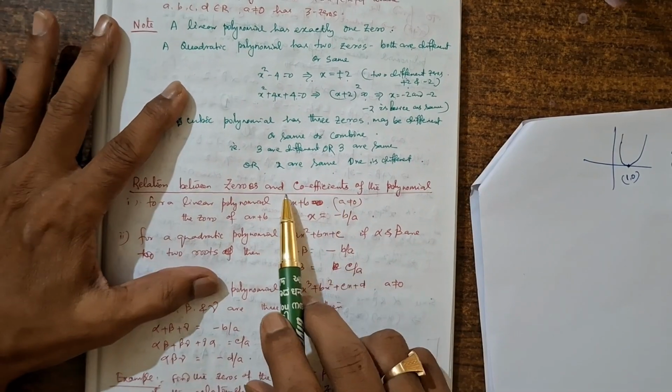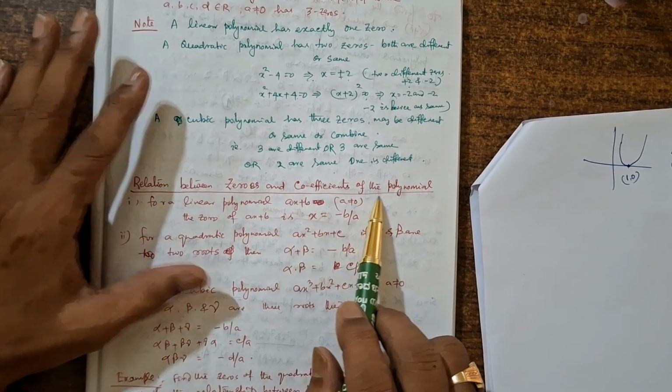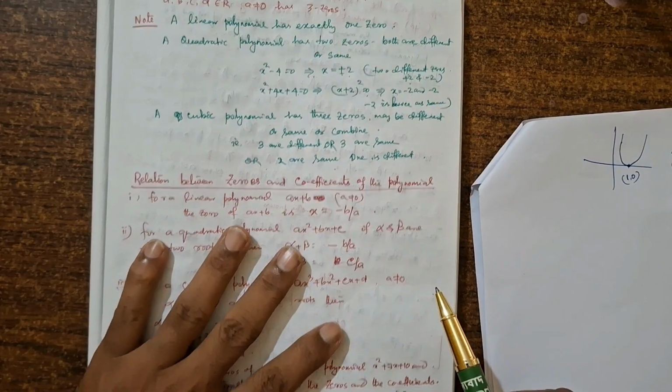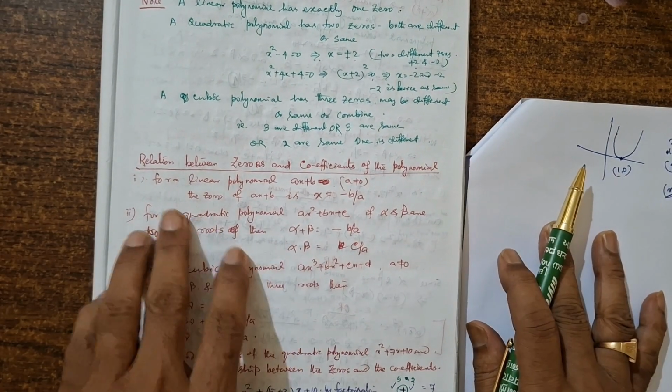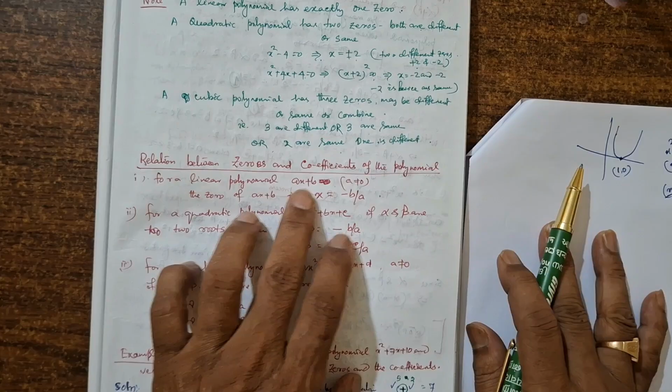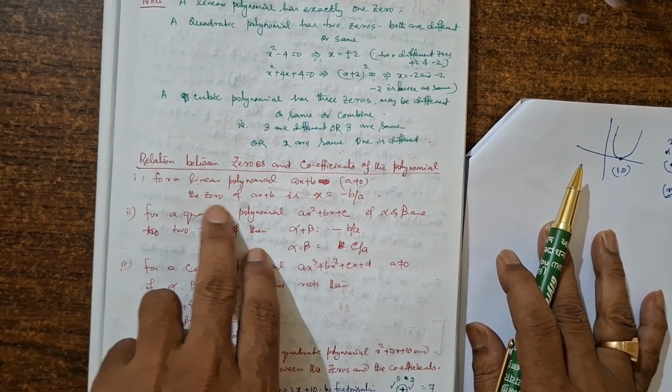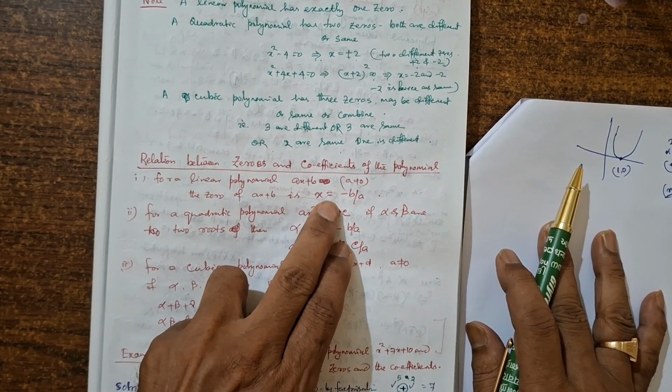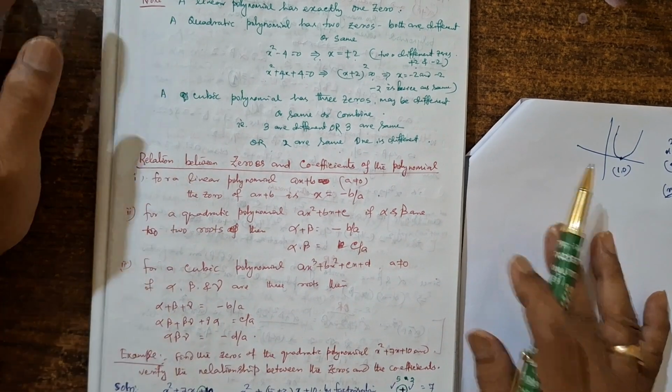Relation between zeros and coefficients of the polynomial, that is the most important thing. For a linear polynomial ax plus b, where a is not equal to 0, the zero of the polynomial is x equal to minus b by a. First we have told you.